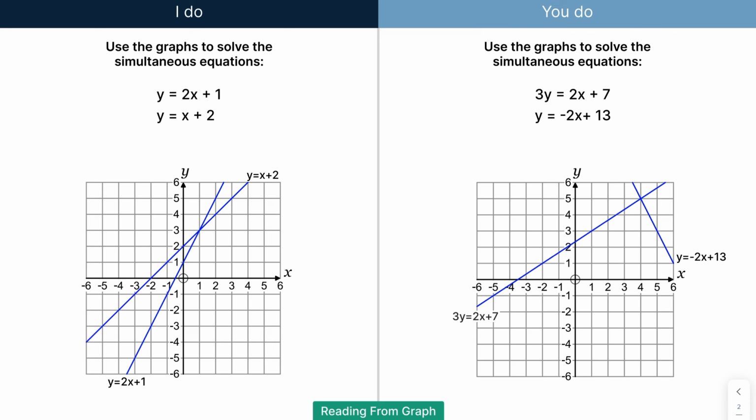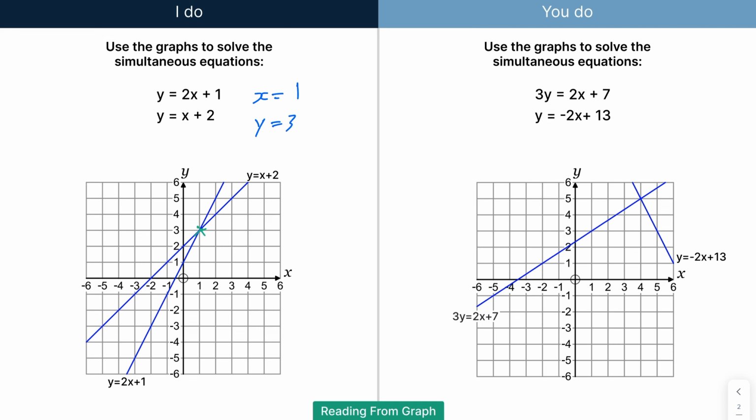So looking at this first example here, we've been asked to use the graphs to solve the simultaneous equation. So simultaneous just means where these two lines meet at the same time. So this line has been plotted and this line has been plotted as well. So these two lines both meet at that point there. So the answer to this question is x is equal to 1 and y is equal to 3, because that is the point at which both these lines meet.